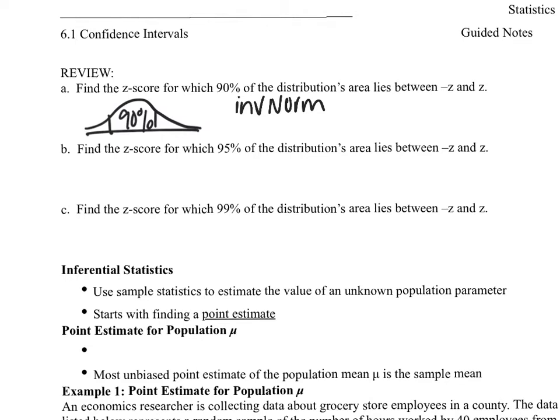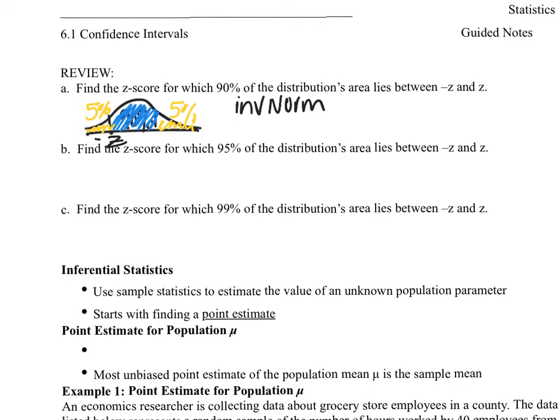So if this middle area here is 90%, that means the two outside areas, the areas in yellow, need to add up to 10%. Now they get evenly split, so that means this first part is 5%, and the back is 5%. So if I'm going to find this z-score here, which is going to be negative, I'm using the area of 5%.